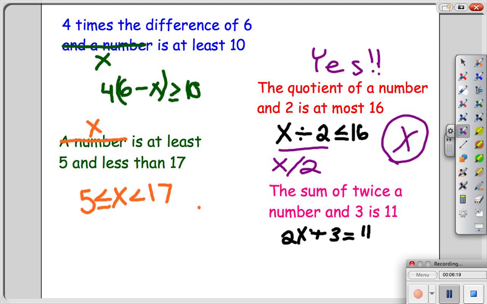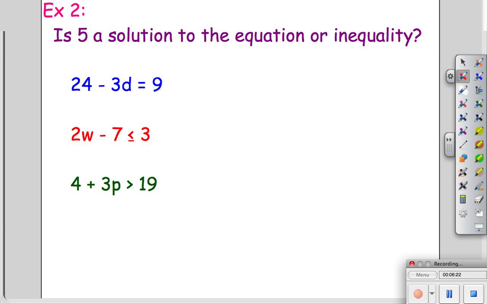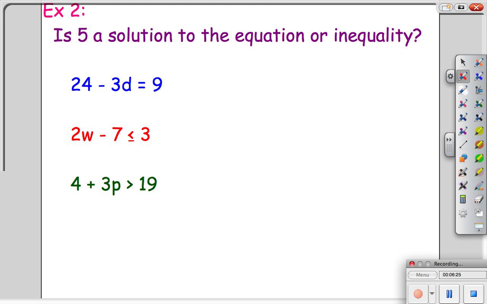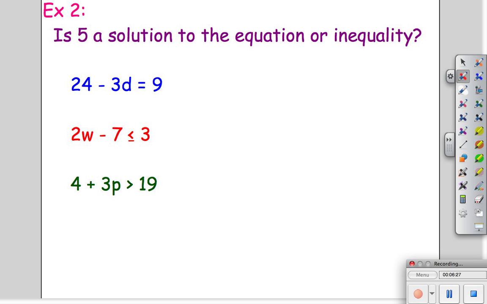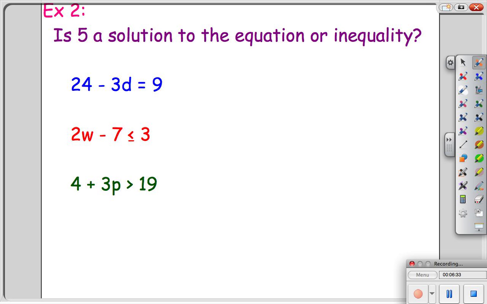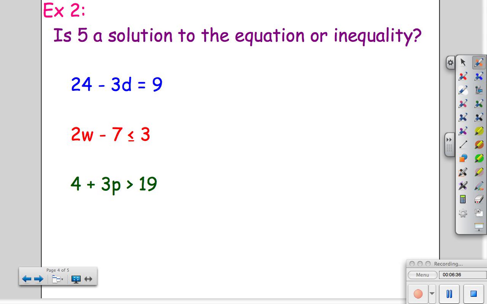The last piece of this is, are these values solutions to the equations or inequalities? In the directions for this one, I have, is 5 a solution to the equation or inequality? But a lot of the times, you'll see a semicolon, and it'll say D equals 5 off to the side. All that means is everywhere you have a D, you're going to remove that and put 5 in its place.